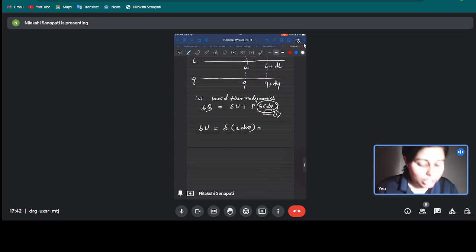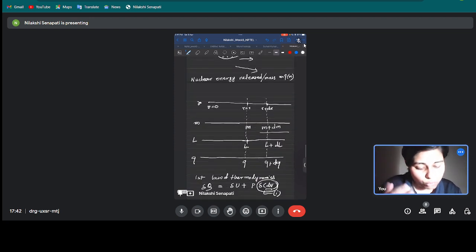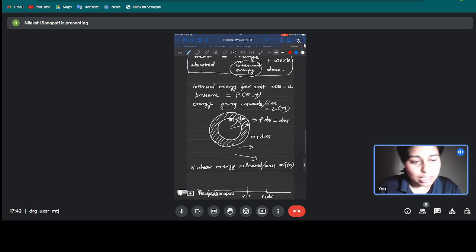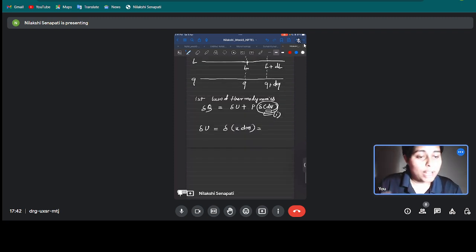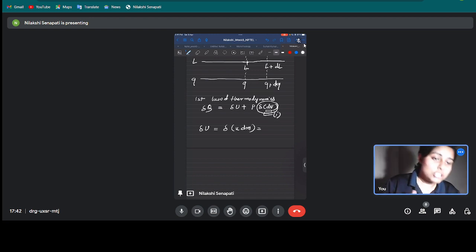So delta of u dm. Now u is the internal energy per unit mass, which I have already written, and u into dm varies spatially with the mass, and now it is the variation with time, which is delta, the total change in the internal energy over time. So these are the thermodynamical parameters which we are using, but with slight variation, and that is how we are developing the modeling.